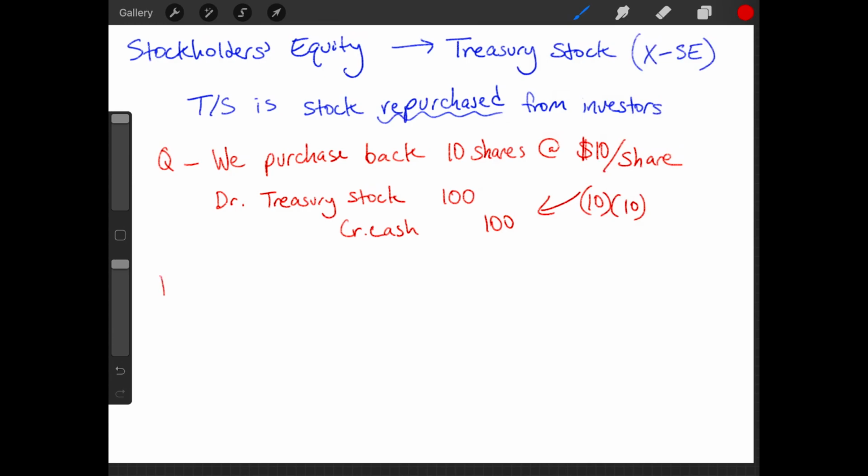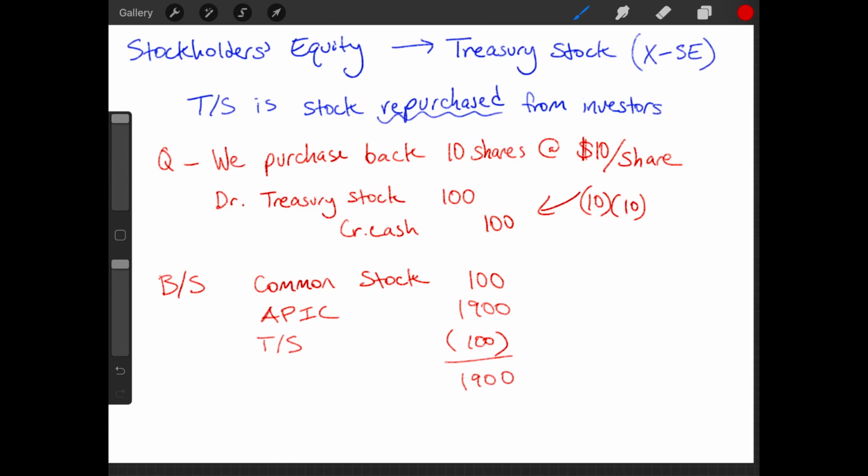And now let's look at what this looks like on the balance sheet. So assuming, from that very first initial entry we made for the issuance of common stock, let's say on our balance sheet we have common stock at 100 and an APIC account that has a balance of 1,900. So treasury stock again has the opposite balance of a normal equity account, and so this $100 balance in treasury stock is actually going to reduce your overall stockholders' equity, and that's because it's a contra equity account, right? And so it has the opposite balance of a regular equity account, and again, it's going to reduce stockholders' equity overall.